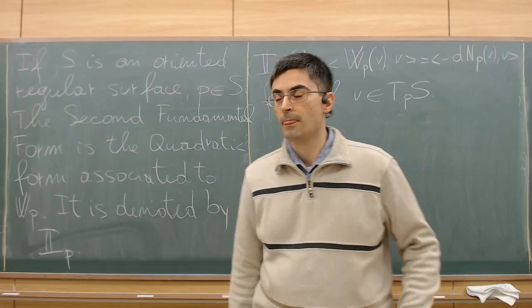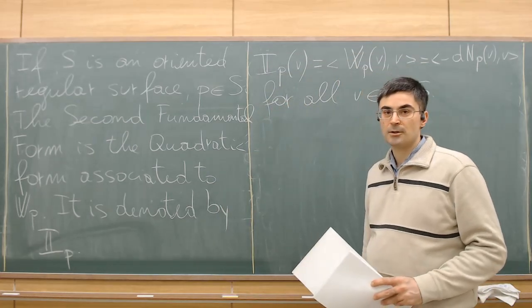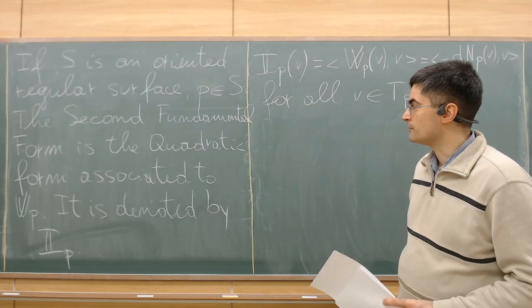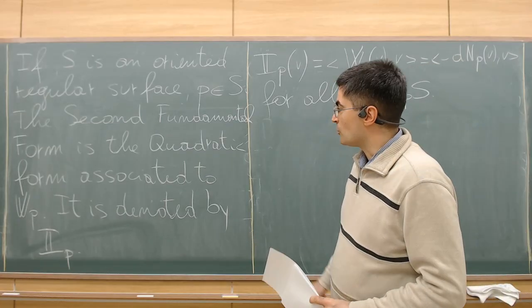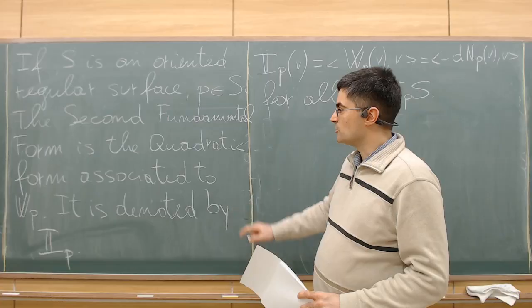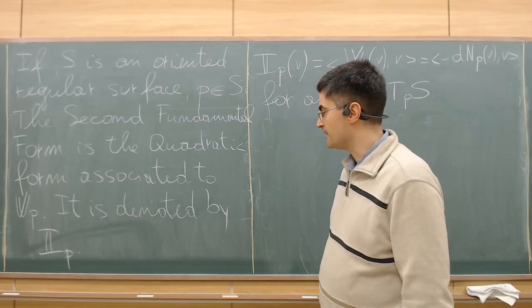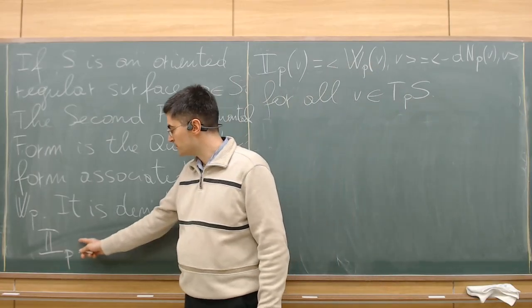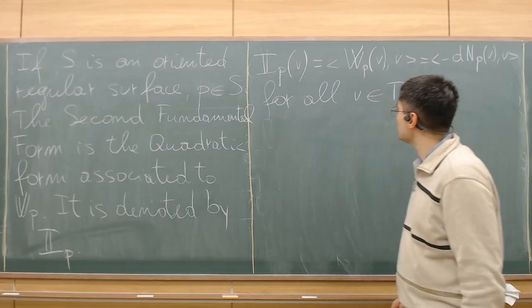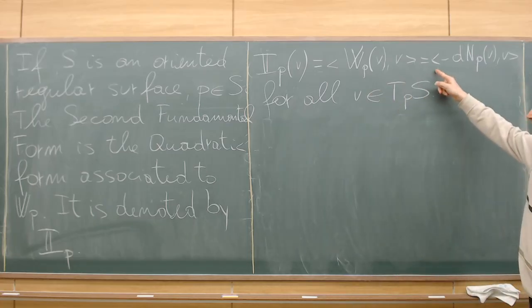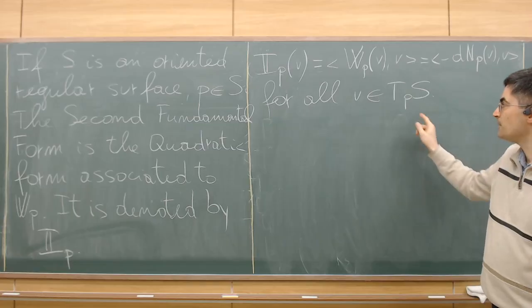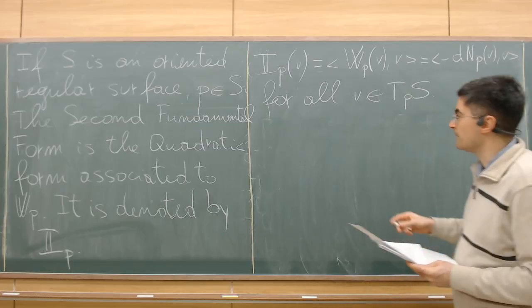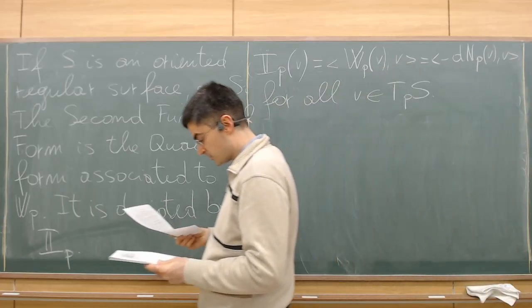Good afternoon. During the last lecture, I introduced the definition of a second fundamental form as the quadratic form associated to the Weingarten map. It is denoted by this symbol, and it is defined this way for any vector v in TPS.